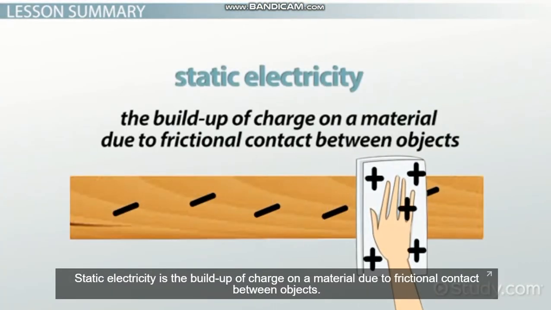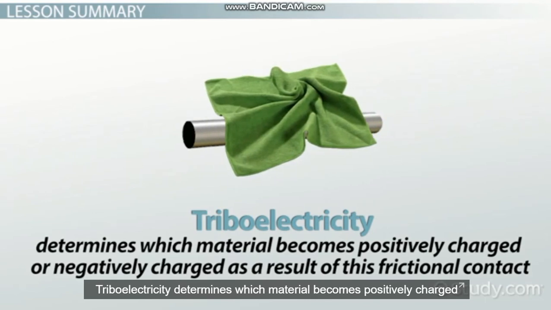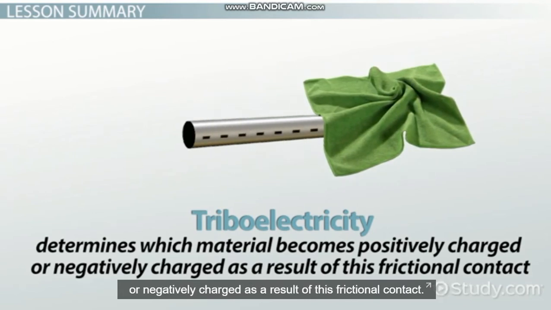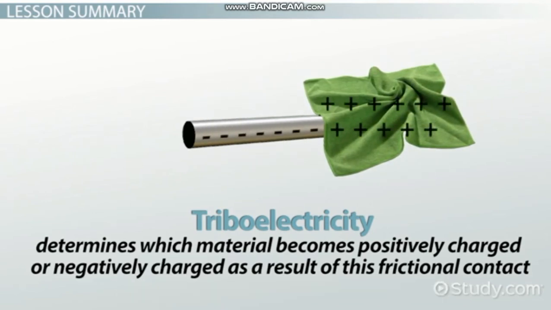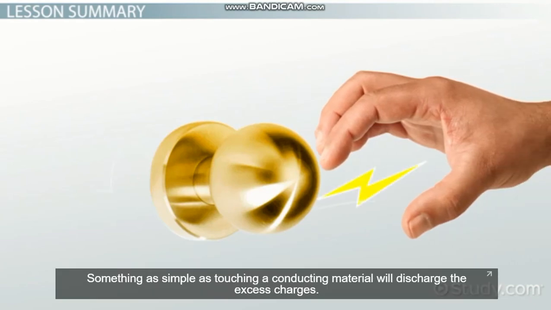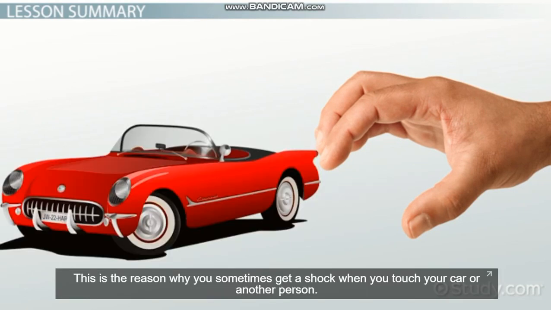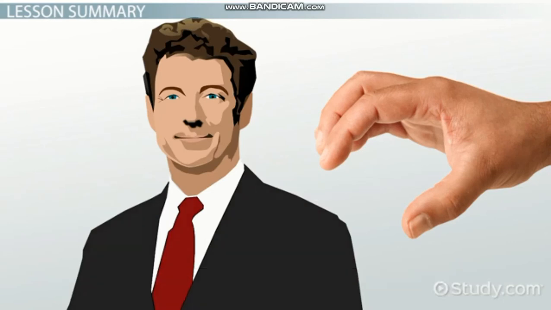Static electricity is the buildup of charge on a material due to frictional contact between objects. Triboelectricity determines which material becomes positively charged or negatively charged as a result of this frictional contact. The excess charge does not last very long. Something as simple as touching a conducting material will discharge the excess charges. This is the reason why you sometimes get a shock when you touch your car or another person.